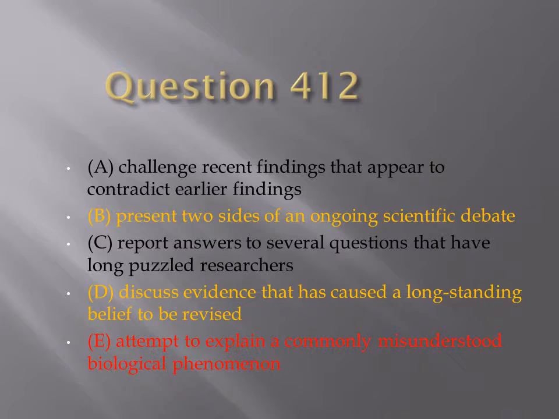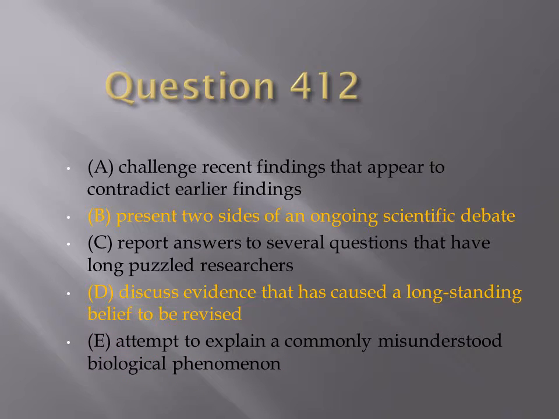And then moving on to answer choice E, attempt to explain a commonly misunderstood biological phenomenon. This answer choice, in my opinion, is not correct because there was no piece of information that was misunderstood that the authors were trying to explain. They were looking at some information and some new information they had. It wasn't that there was a question originally and they didn't understand it. They understood it, but now they have some new information that helps them to understand it better. So answer choice E is not going to be the correct answer choice.